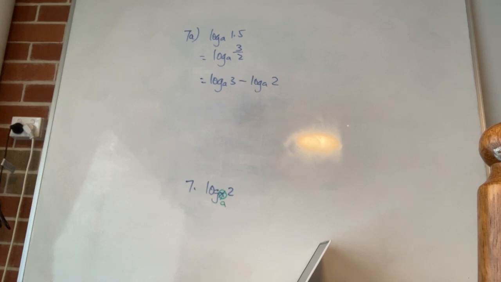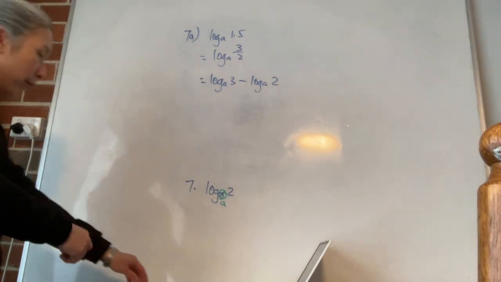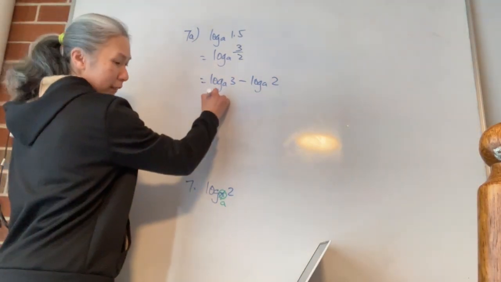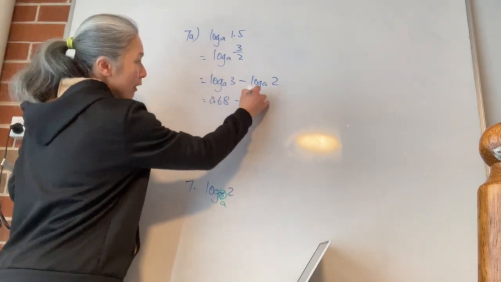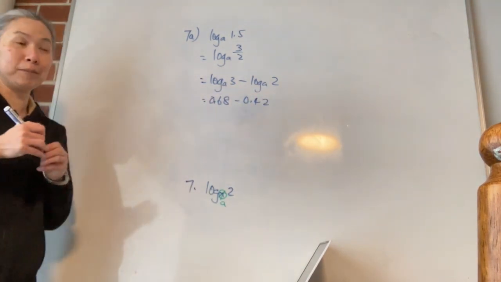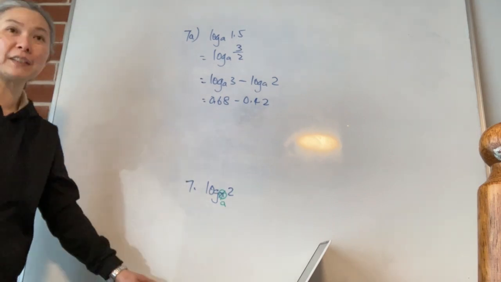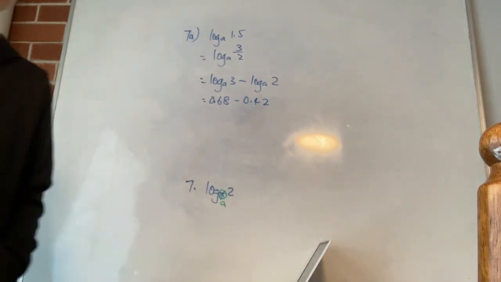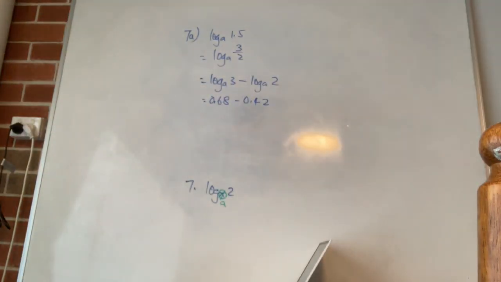So, Miss, is that just the answer? Then you sub in the number. Log a of 3 is this, oh, one, yeah. 0.68 minus 0.42. Because that is given on the questions, right? Yeah, just sub in the number. Good. Where can the half go? To the front? Yes, yes.